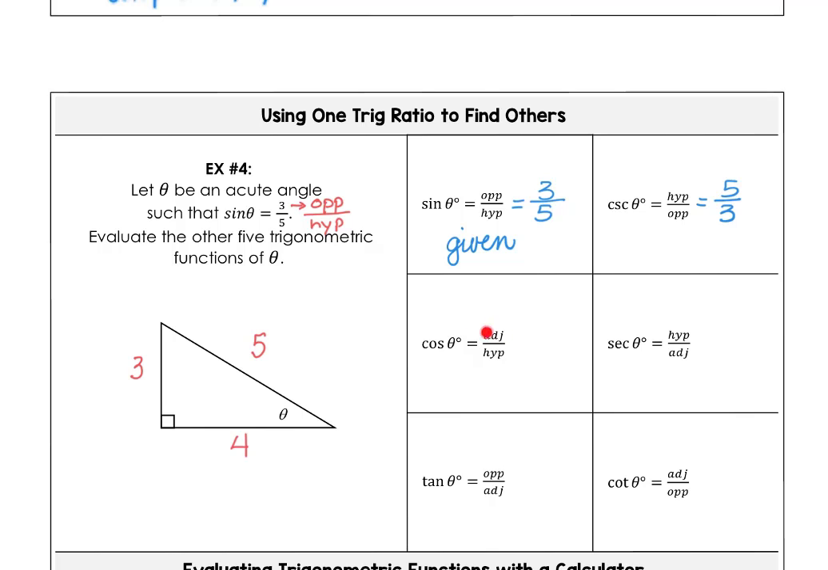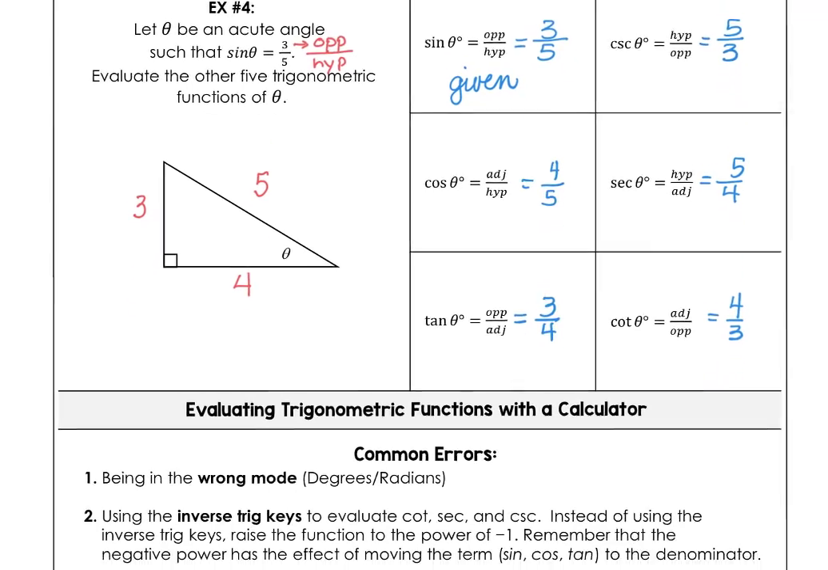And cosine is adjacent divided by hypotenuse. So adjacent to our angle of interest is 4. And the hypotenuse is 5, so cosine is 4/5, and secant would be 5/4. And lastly, opposite to adjacent would be 3/4, so cotangent would be 4/3. So that's fairly simple.